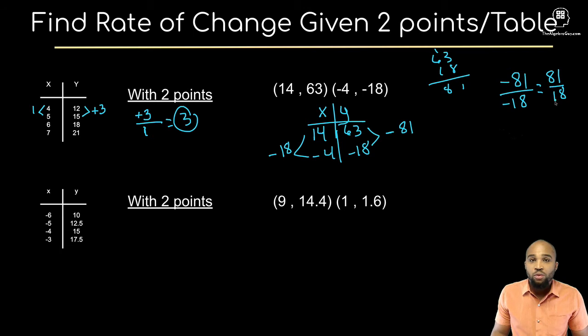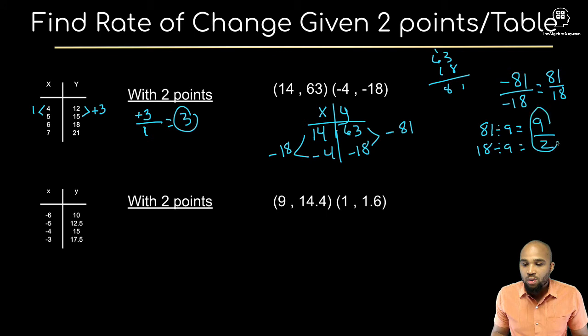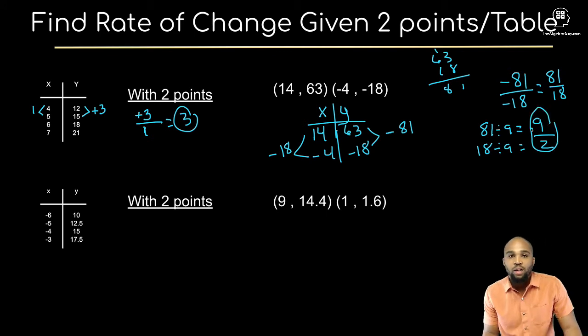Now, this is your rate. This is your slope, rather. So this is a fine answer. But I think this can be simplified more because I can see that they both have a factor of 9. 9 times 9 is 81. 9 times 2 is 18. So I can divide 81 by 9, which gives me 9, and 18 divided by 9 gives me 2. So it looks like we have a slope of 9/2.